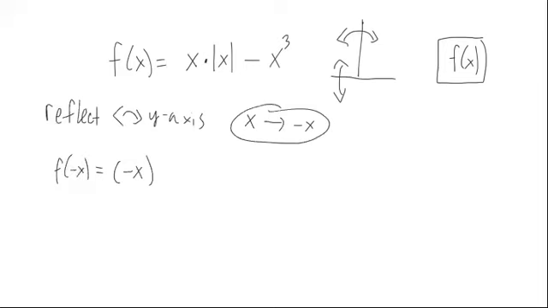And if we want, for graph transformation's sake, why don't we just label this as y? Because that's our new function here. So y is equal to this, and we just replace our x's with -x, and that'll be the reflection. So y equals -x times the absolute value of -x minus (-x) cubed. All right, let's see what happens.